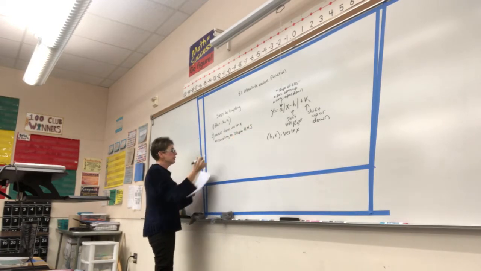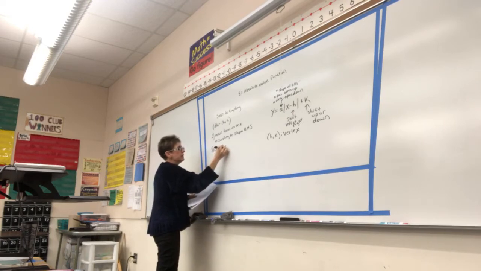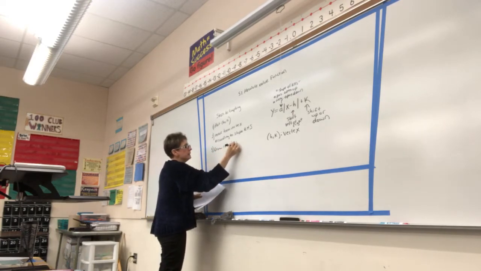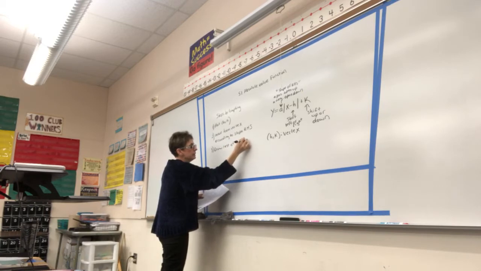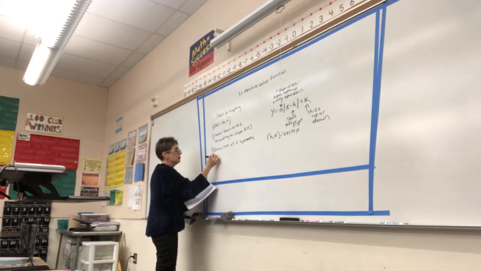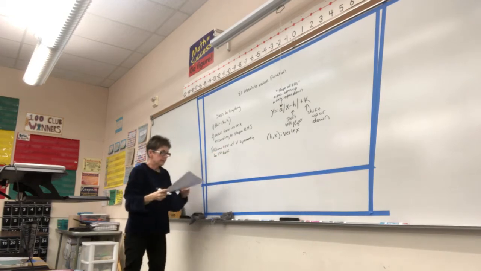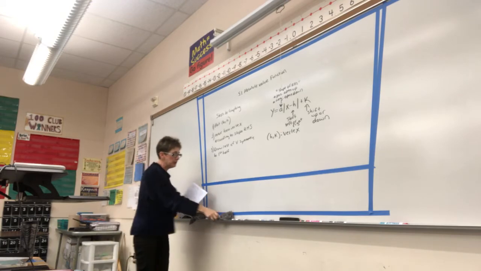And the third step is to draw the rest of the V symmetric to the first half. Okay, so let's do an example here.